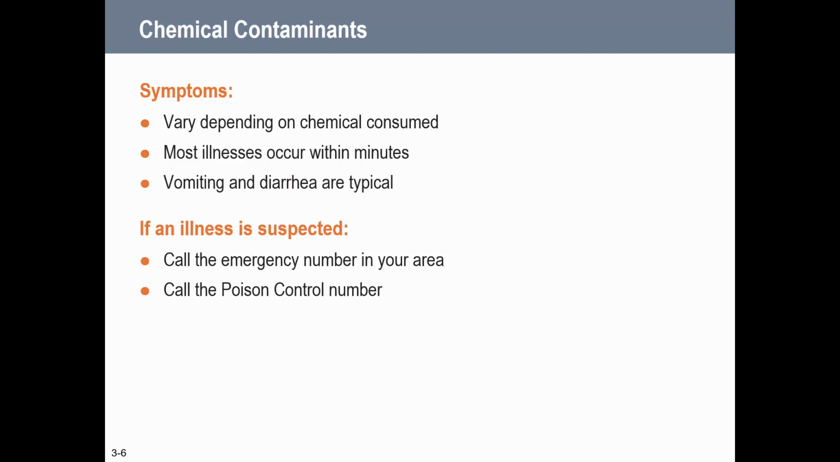Again, with chemical contaminants, the symptoms really vary, but it's normally pretty rapid. A lot of times it's vomiting and diarrhea. Your body's trying to get rid of it. And in this case, normally with a chemical contaminant, we would want to call the emergency number, call poison control, etc. to deal with that.